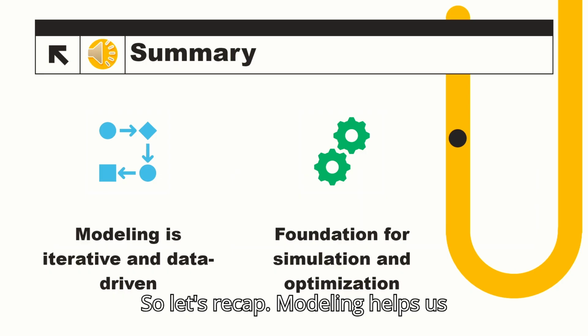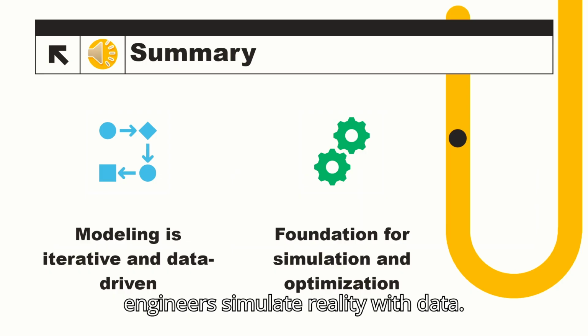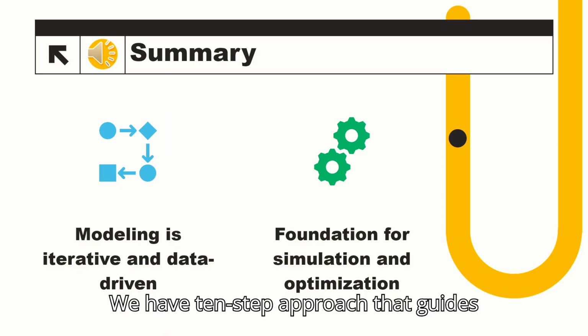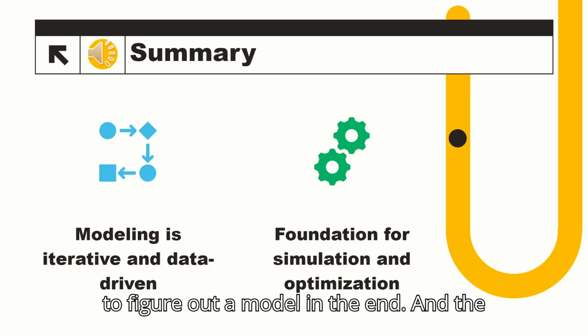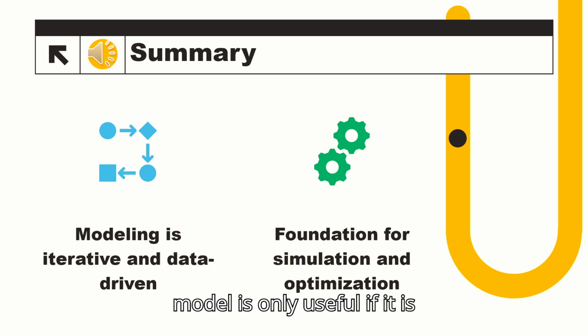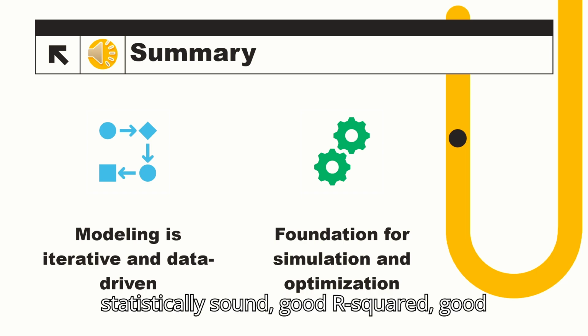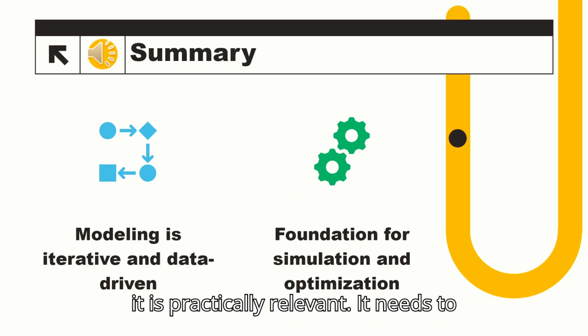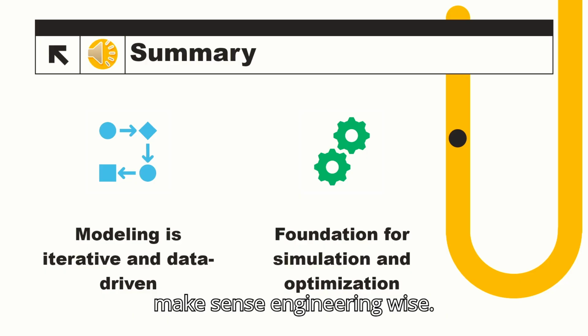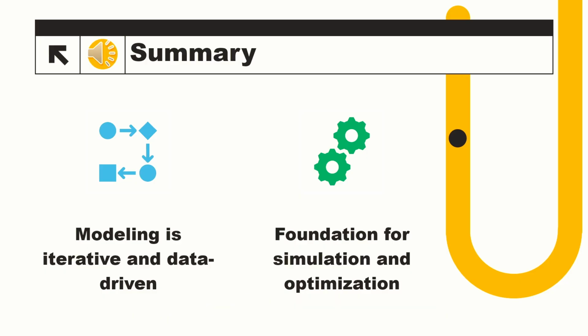So let's recap. Modeling helps us engineers simulate reality with data. We have a 10-step approach that guides us from question to solution to figure out a model in the end. And the model is only useful if it is statistically sound, good R squared, good p-value, good t-test, and it is practically relevant. It needs to make sense engineering wise.